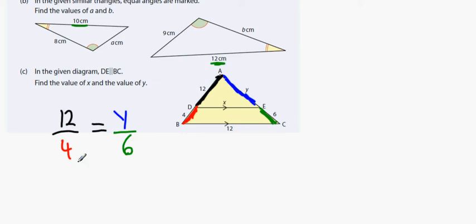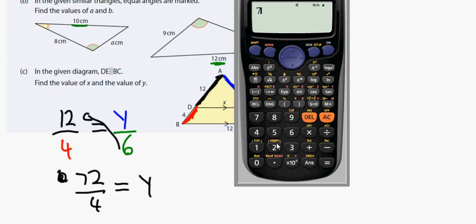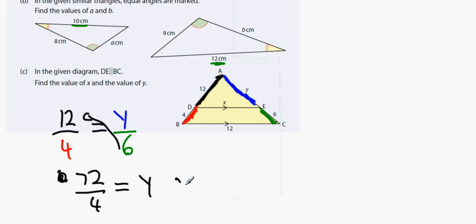Okay, we're going to cross multiply the 6 upwards, so we're going to get 6 multiplied by 12 is 72. 72 divided by 4 equals Y. And what we get there is 18, okay? So Y equals 18.